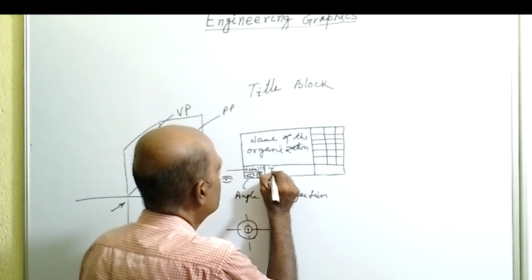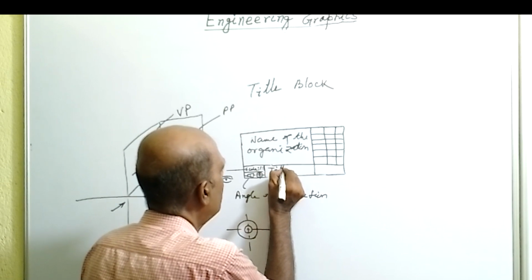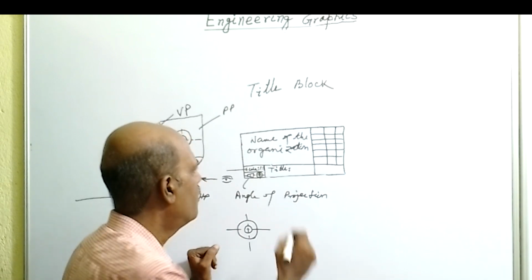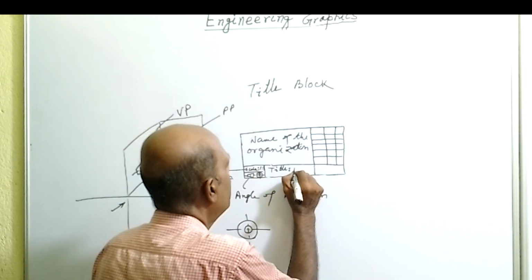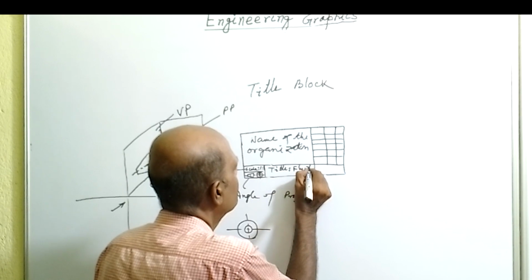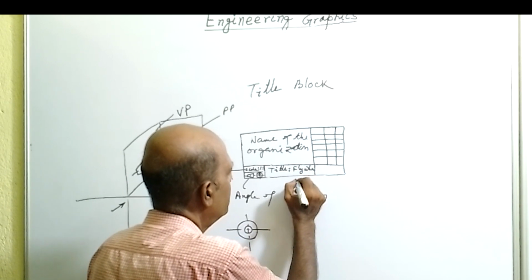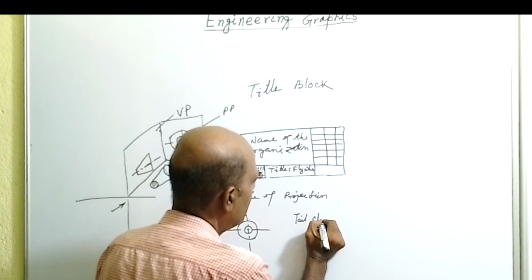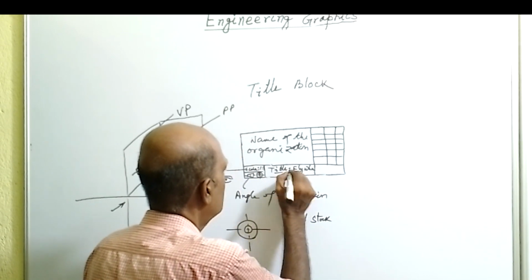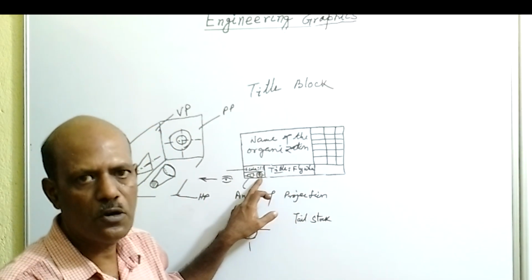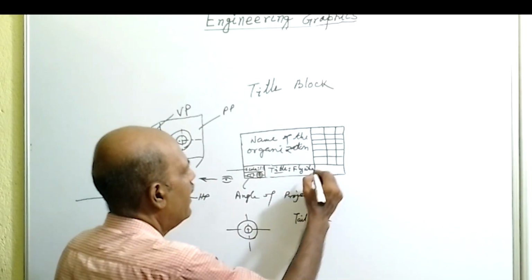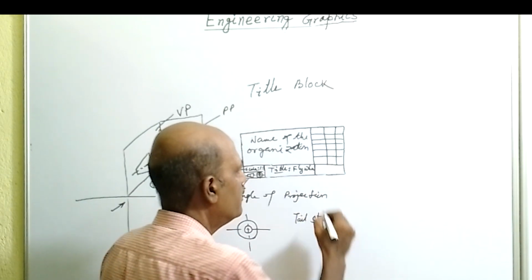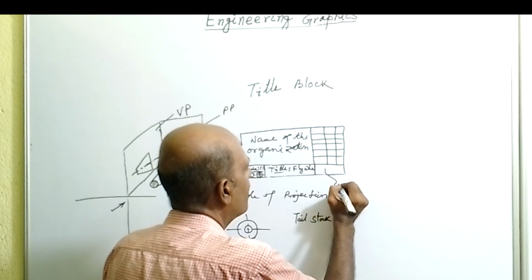In this space the title of the drawing will be written. Say the drawing is for a flywheel, or say it is for a tailstock. That information will be written here as the title of the drawing. And in this box or space the drawing number will be written.